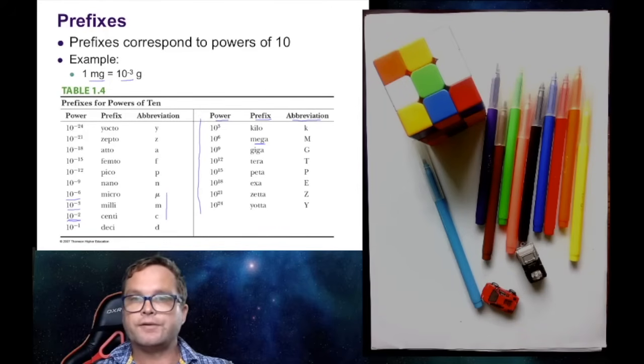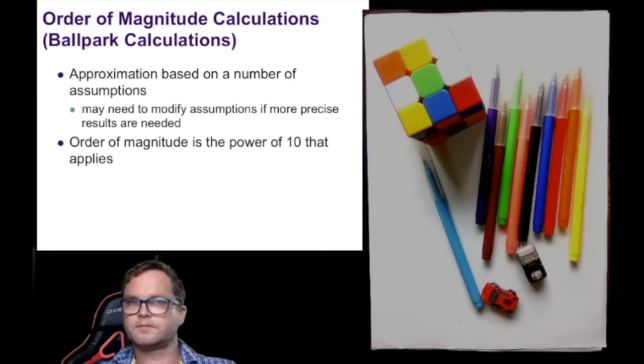So take a look through this list and make sure that you know what each of the powers represents, as well as their abbreviation. Now we take a look at order of magnitude calculations. What are they and how do we go about performing them? Well, if you think of order of magnitude calculations, they are calculations that give us a rough answer based on a number of different assumptions.